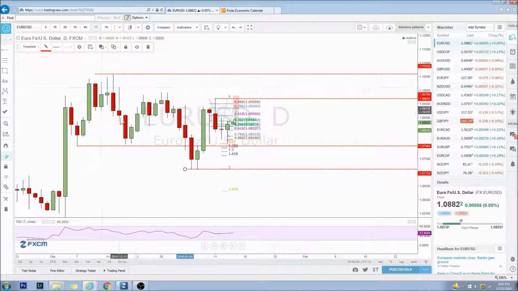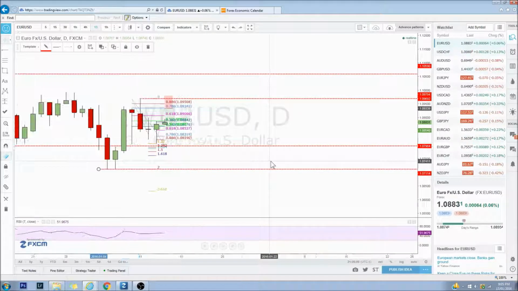Okay, it is coming down. It's not making any higher. It has broken structure. This may come up. It may retest and start coming down. Okay, so these are just some ideas.